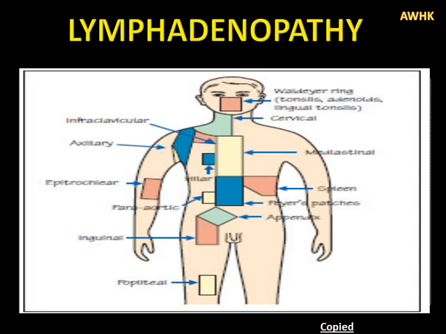So our today's topic of short case is lymphadenopathy. It is a very common case, and before doing that, you see that there is a Waldeyer's ring consisting of tonsils, adenoids, lingual tonsils. Then there are cervical lymph nodes. Then there are infraclavicular lymph nodes, axillary lymph nodes. There are the hilar lymph nodes, epitrochlear lymph nodes, paraaortic lymph nodes, inguinal lymph nodes, popliteal lymph nodes, appendix, Peyer's patches, and spleen and mediastinal lymph node.